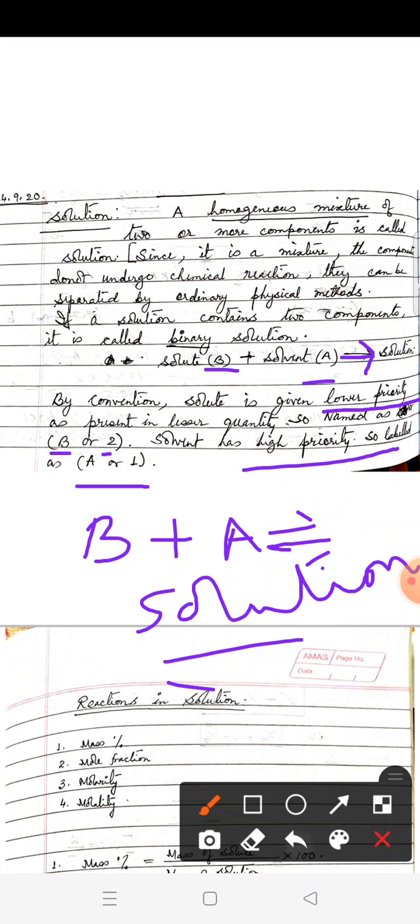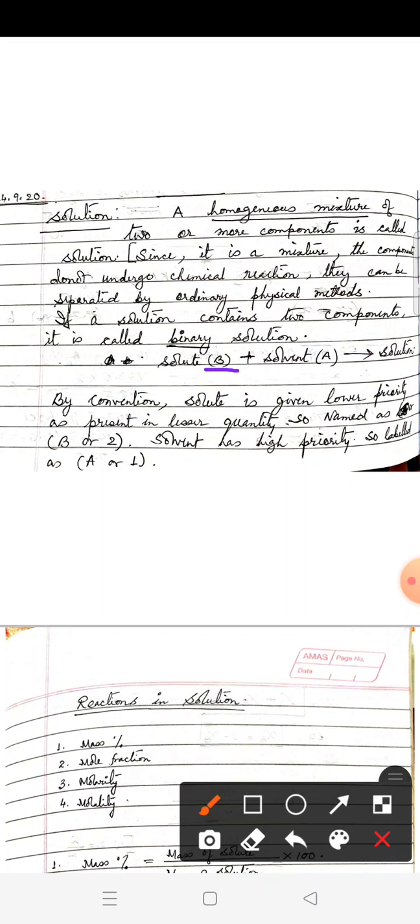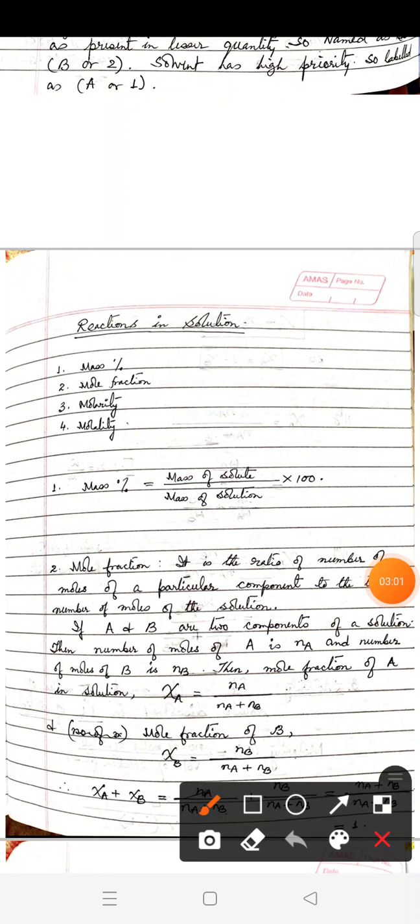Now, when we have solution, to have a quantitative approach, that is, what is the amount of solute in it, what is its concentration, we have various terms used. The terms which you need to learn in your syllabus are percentage, most commonly mass percentage, then mole fraction, molarity and molality. Mass percentage means mass of solute divided by mass of solution into 100.